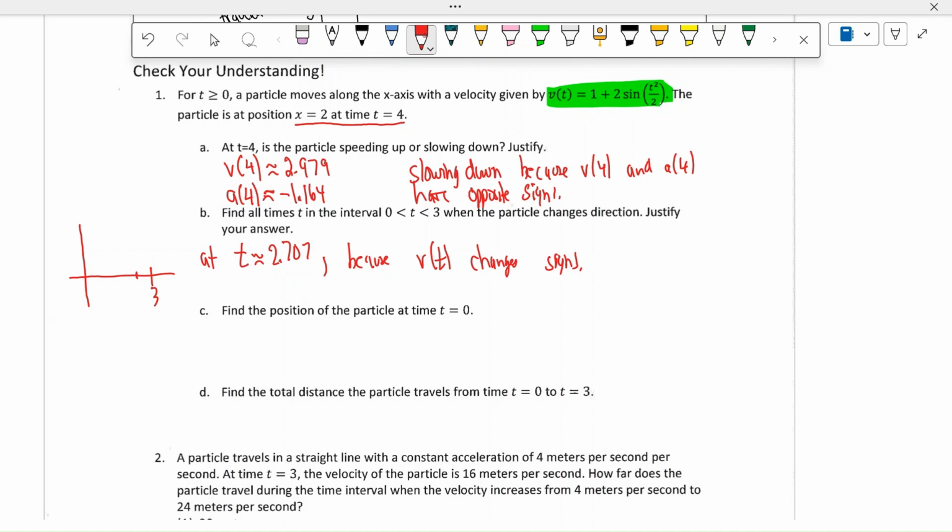There was a positive velocity, negative velocity. That is how I know it's changing directions. Question C, find the position of the particle at time t equals 0.